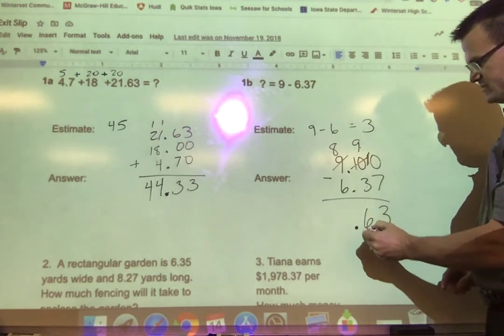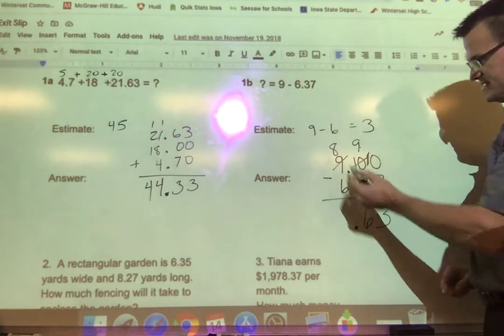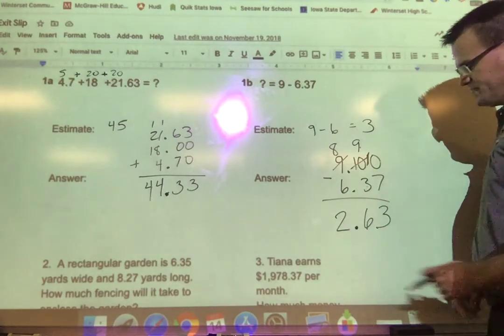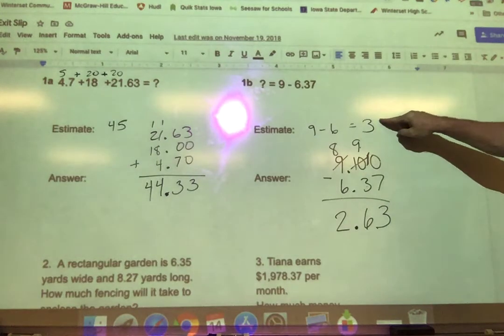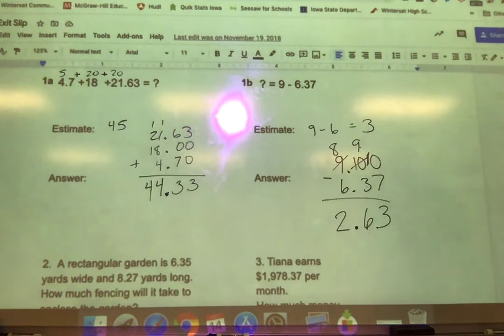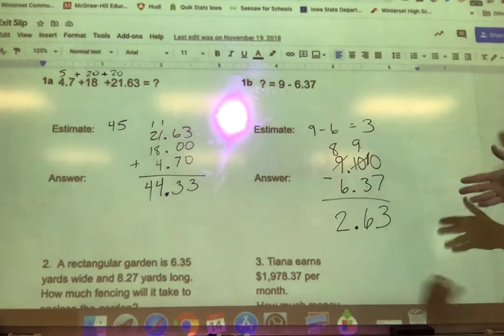Decimal stays put, so I'm in the right column. Still a tenths and the hundredths. And then 8 minus 6 is 2. So I end up with 2 and 63/100, which again is very close to 3. So I probably did it correctly. Okay, unless you mess up a fact somewhere in there.